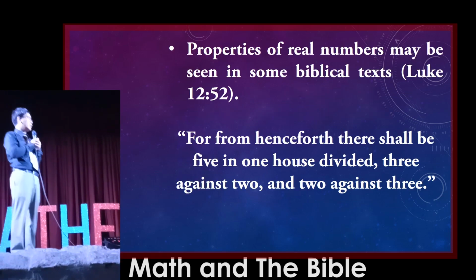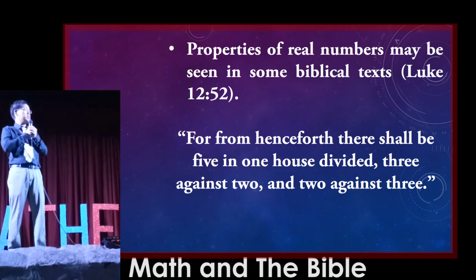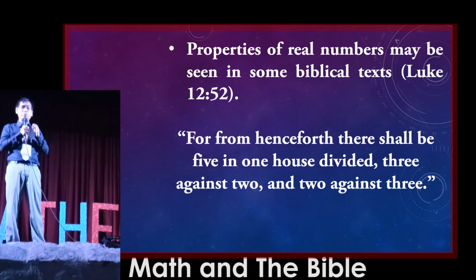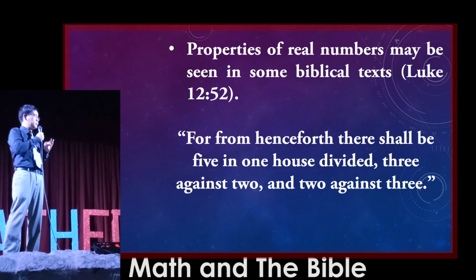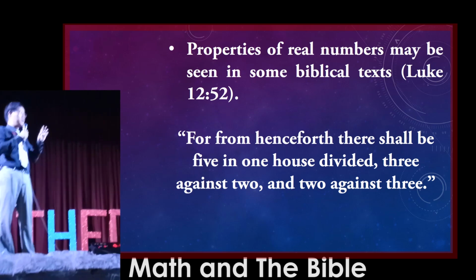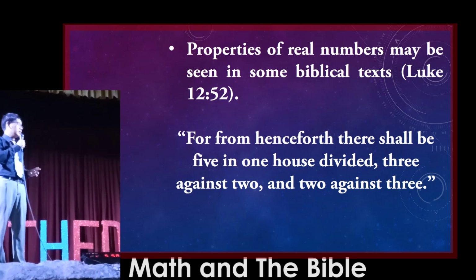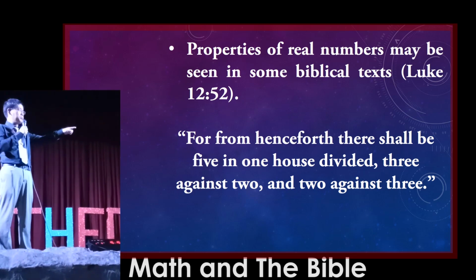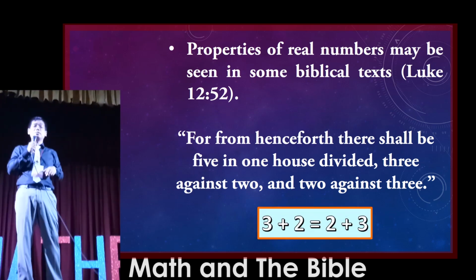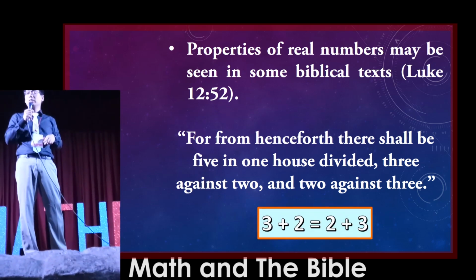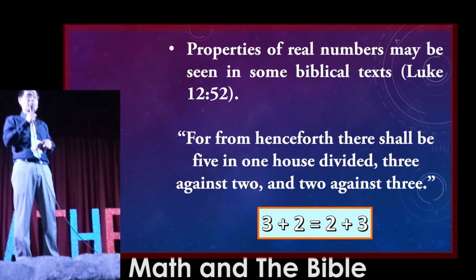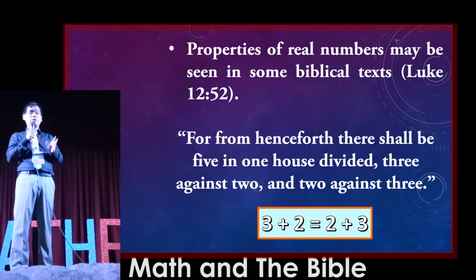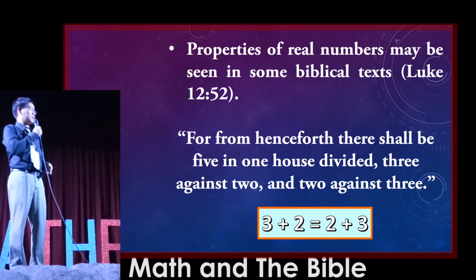Next please. Properties of real numbers may also be seen in some biblical texts. An example is in Luke chapter 12, verse 52. What does it say? For from henceforth there shall be 5 in one house divided, 3 against 2, and 2 against 3. In here we have 3 plus 2 equals 2 plus 3, which is the commutative property of addition. And there are some more discussions about the other properties of real numbers in other verses. Well, it's for you to browse now on the Bible.